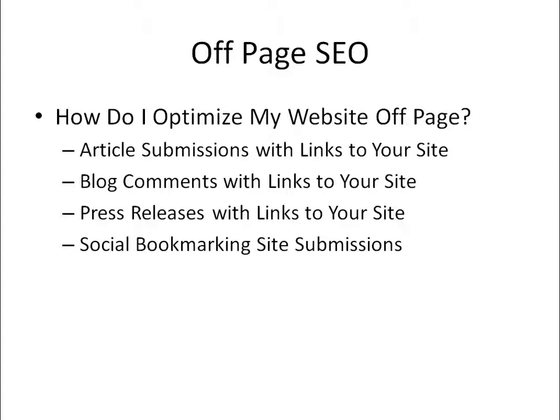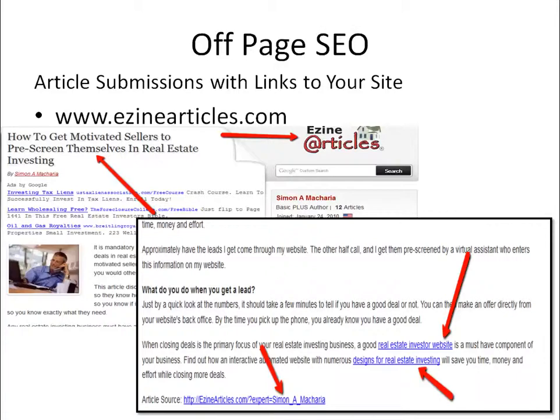One of those is article submissions with links back to your website. Another is blog comments with links to your website. Number 3 is press releases with links back to your website. And you can use social bookmarking site submissions as well. So article submissions with links to your site.